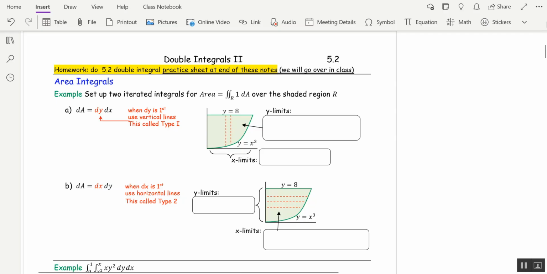Welcome to 5.2. Today we're going to start integrating over curvy regions, and I think you'll find that the real challenge in these problems is the setup. So let's start with just a setup problem.